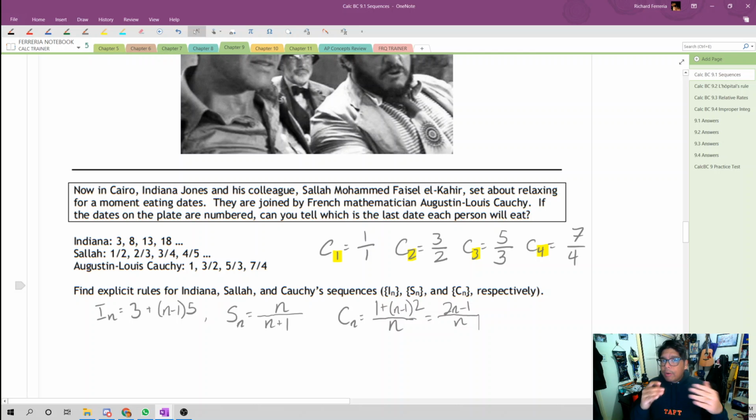Looking at the numerator and denominator separately from a sequence that has rational terms, that's often going to be the key to figuring out the explicit formula.